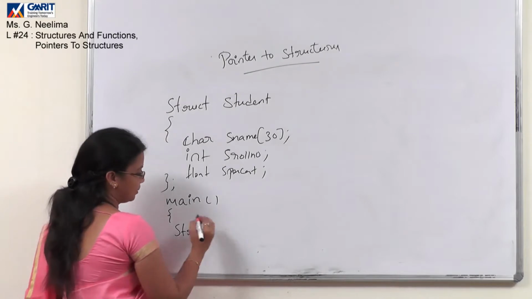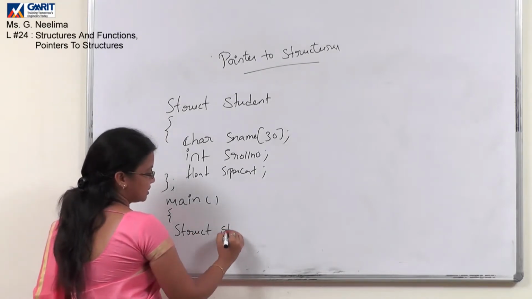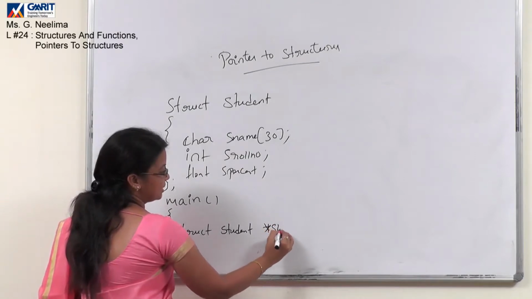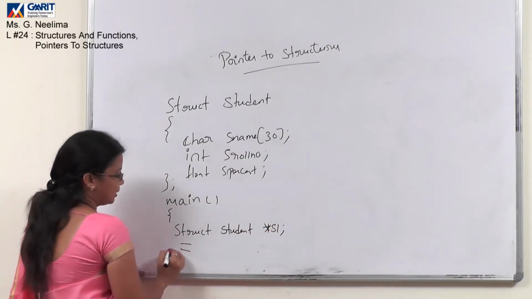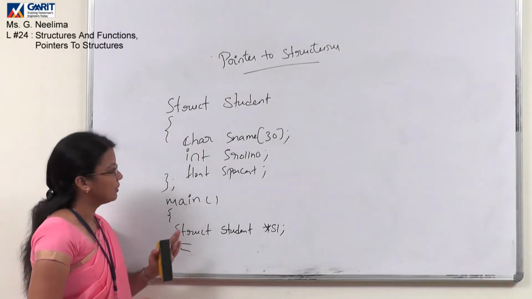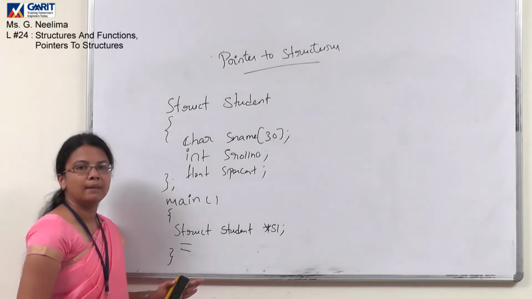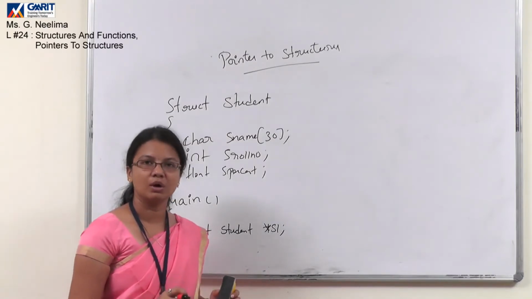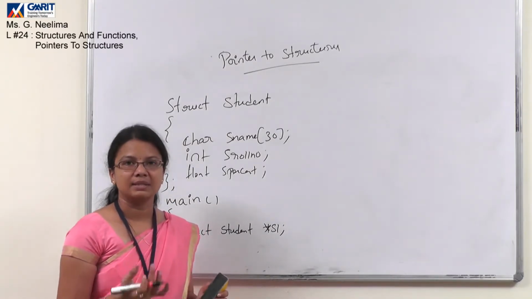Here the pointer variable you have to take. Structure name, we are having student, asterisk S1. This is the way we need to define the pointer variable. After creating this pointer variable, the general accessing of structure variables is by using the dot operator, with which we are accessing the values.